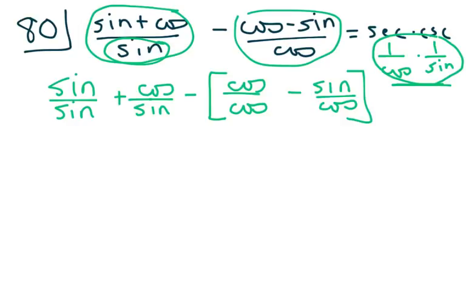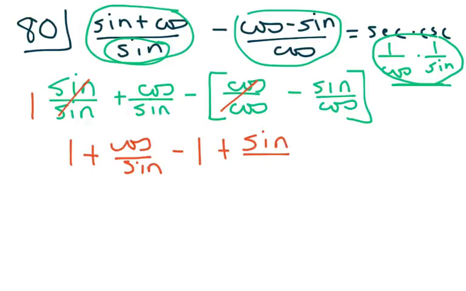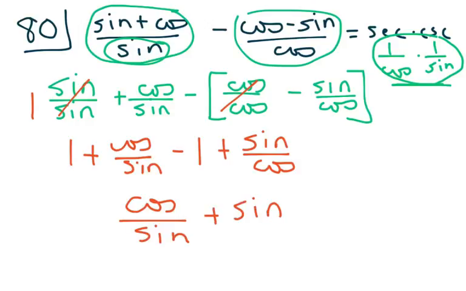Now we notice that these two equal 1. This equals 1, this equals 1. So we get 1 plus cosine over sine minus 1 plus sine over cosine. So we end up getting cosine over sine plus sine over cosine. We're still not where we want to be.